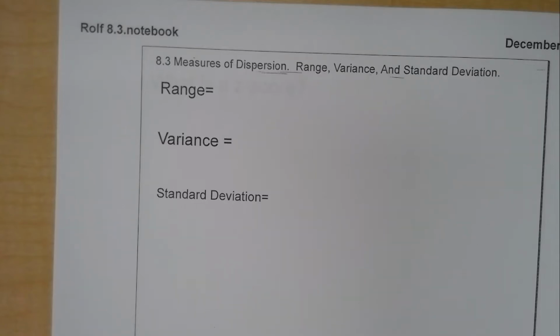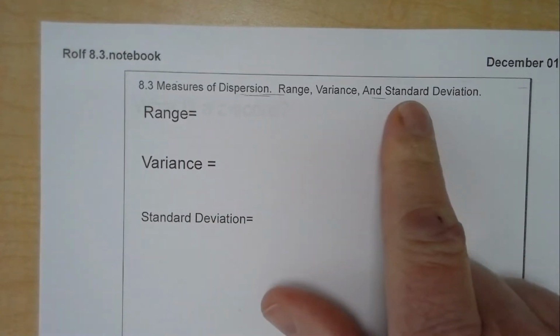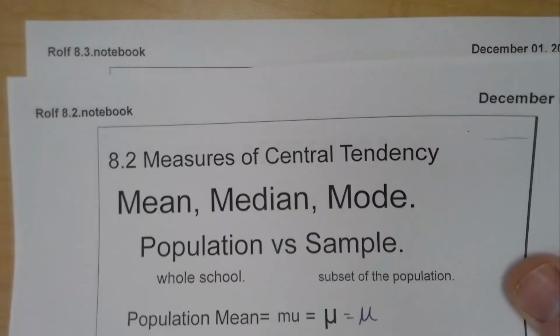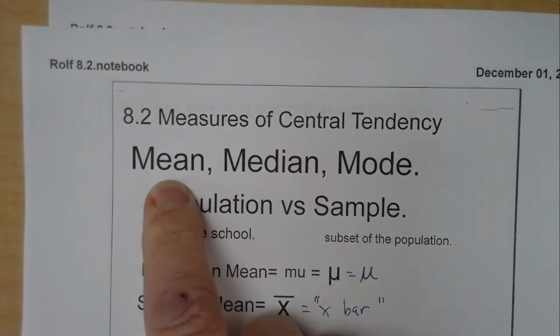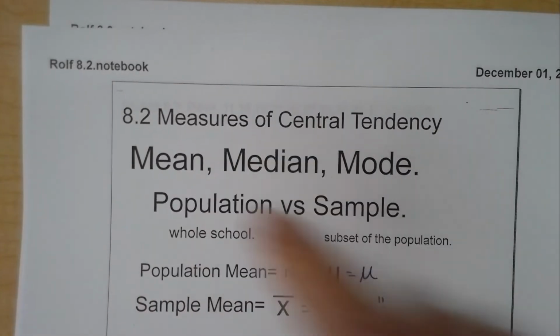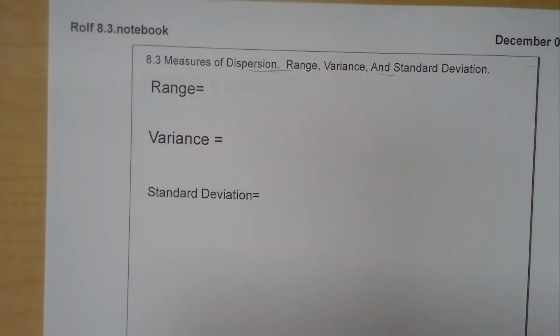All right, section 8.3 is measures of dispersion: range, variance, and standard deviation. In the last section, 8.2, we talked about measuring the center of the data. We showed the exact middle number, the median, and the mean. So we were talking about the middle. Now we're talking about how the data is spread out. There are different ways to measure how the data is spread out.